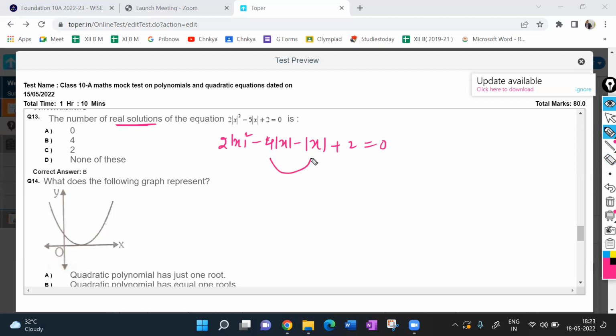Isn't it, beta? Look at this here. If I add these two, I'm getting minus 5 times modulus x. If I multiply these two, look at this here, what am I getting? Plus 4 times modulus x whole square. Isn't it? Siddhartha ji, are you able to understand?